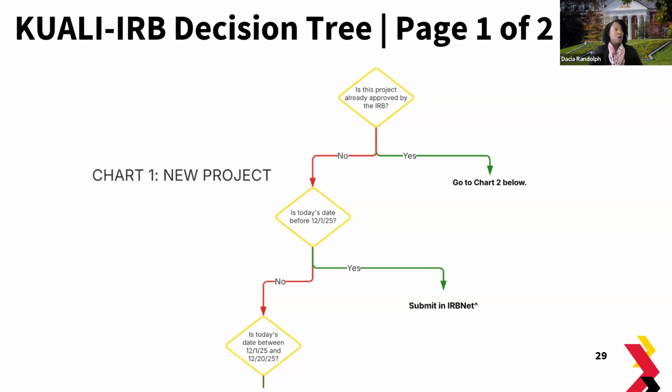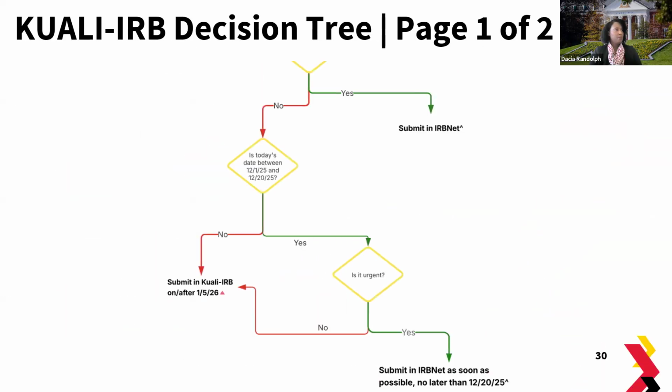And again, I won't go through this in detail, but I just want to share with you that this document is here. This particular page 1 of 2 is an indication of submission of a new or initial IRB project. So it gives you a visualization of the timelines for when you can submit to IRBNet versus Kuali-IRB. And that's a continuation of that particular decision tree.